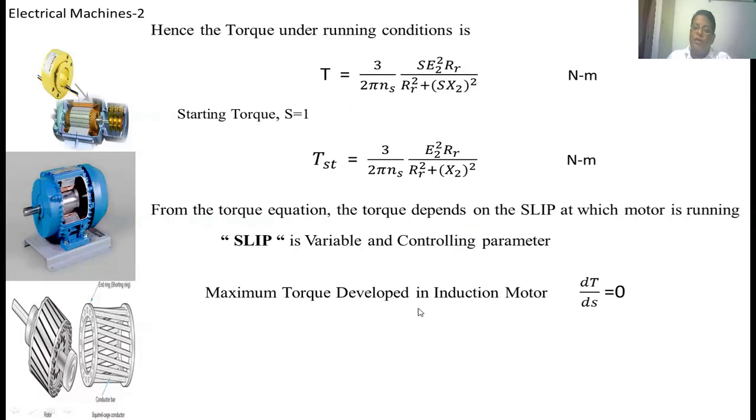Now we want to find out the maximum torque developed in an induction motor. This is the general expression for the torque developed in the induction motor. Here the variable quantity is S.